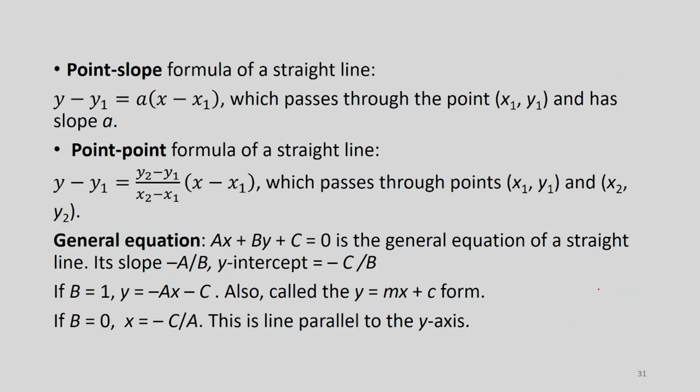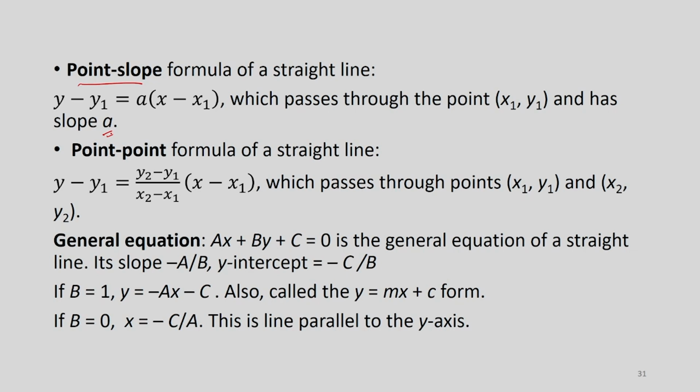Okay, so, there are some formulas of straight line. The first formula we are going to talk about is what is called the point slope formula of a straight line, and this is given by y minus y1 is equal to a multiplied by x minus x1. This line passes through the point x1 y1 and has a slope of small a. So, if we know the slope of a straight line which is given by a, and we know that it passes through a particular point x1 y1, then we can find out the equation of that straight line.